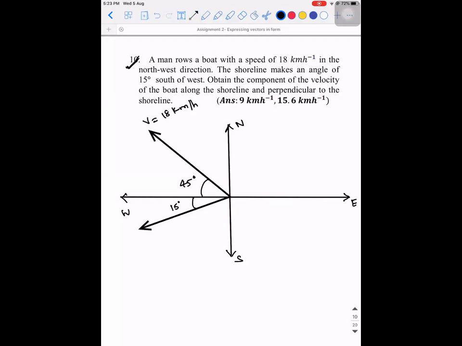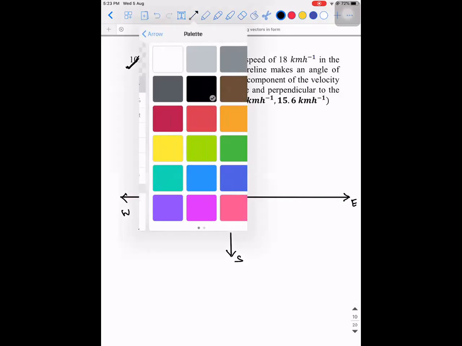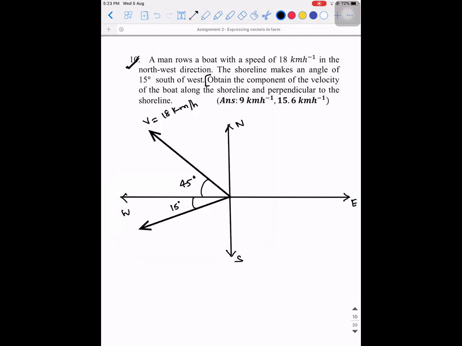Now see, they're asking, mark this question as important. So they're asking us to obtain the component of the velocity of the boat along the shoreline and perpendicular to the shoreline. Meaning of it is this v vector is resolved into two components. What are the two components into which it is resolved? So when I say component, they are perpendicular to each other. One is this v is there, no?